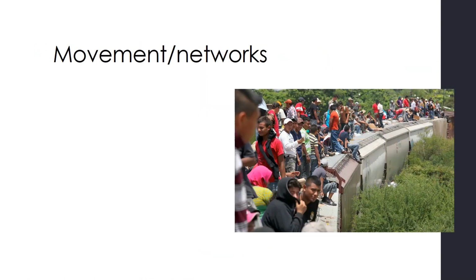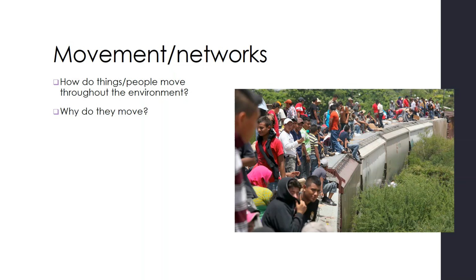The next is movement and networks. Here is a picture that was taken a few years ago when we had an influx of unaccompanied minors at the border in San Diego. As geographers, we want to know how do things and people move through the environment? Why do they move? And how does that shape the connections and separations between people and places? If you were in my world regional geography class, we would talk lots and lots about movement and networks and migrations. We'll talk about it a little bit in this class. We're going to talk a little bit about climate change refugees and people leaving their low-lying island nations to go to other places.